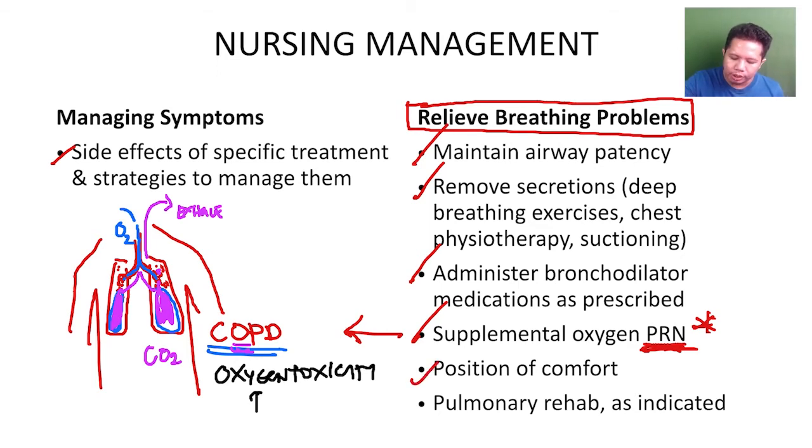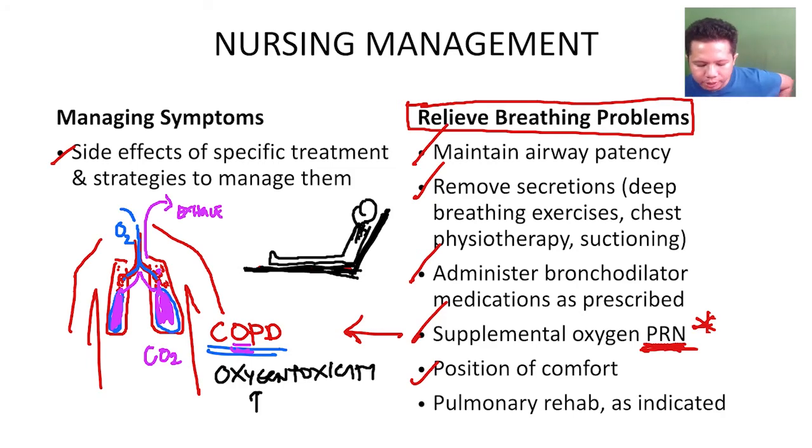Okay, so we position the patient for a comfortable position. For example, your patient is having difficulty breathing. Will you position your patient in a flat position? Yes or no? For those who answered yes for a flat position, we do not give that because we promote proper airway function. For good lung expansion, you place the patient in an upright or sitting position, a Fowler's or semi-Fowler's position. Okay, so we also do pulmonary rehab as indicated.